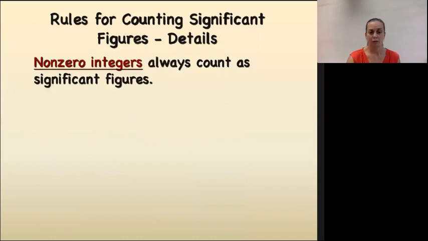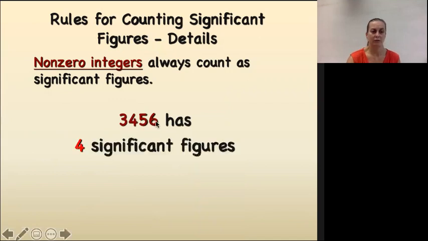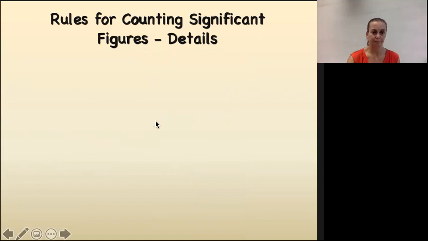So our first rule, non-zero integers always count as significant figures. So if we're looking at this number, 3,456, it has 4 non-zero integers, so it has 4 significant figures. Zeros are when it gets a little bit interesting.